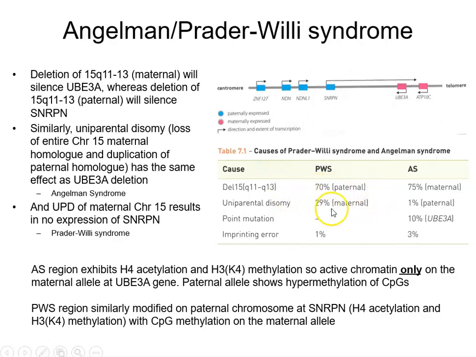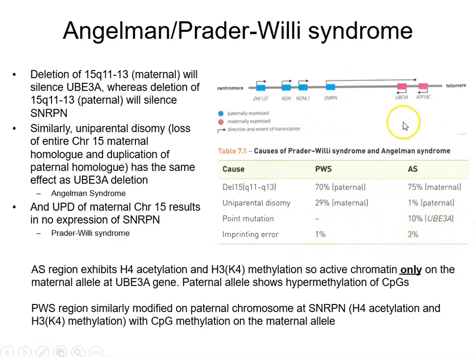However, you can also get a disease caused by uniparental disomy, which basically means that you have got a fertilized egg which has lost the paternal chromosome 15, but has compensated by duplicating the maternal chromosome 15. So you've still got two copies of chromosome 15, it's just that the two that you've got only express these two genes and not these four genes. So uniparental disomy can cause Prader-Willi syndrome, and is less common for Angelman syndrome.